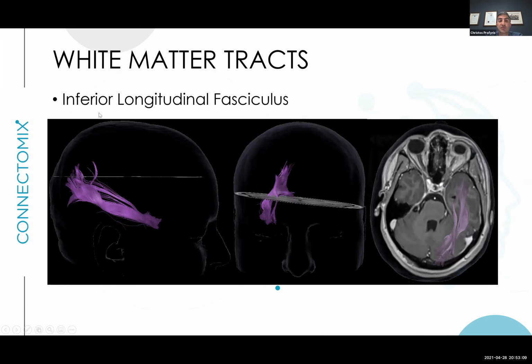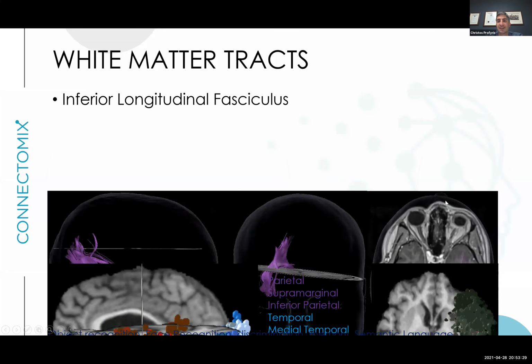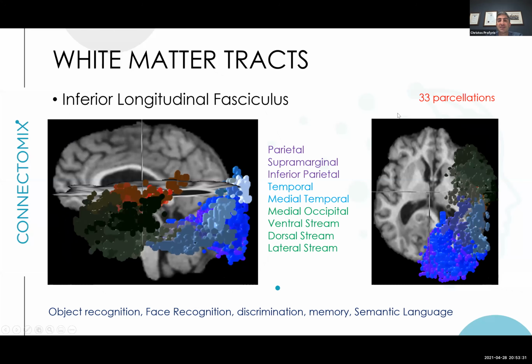The next tract we'll talk about is the inferior longitudinal fasciculus. So we've gone through a superior longitudinal fasciculus, a middle, so there's also an inferior. What that connects is the parts of the occipital lobe to the inferior and medial parts of the temporal lobe. And it's a larger tract than the middle longitudinal fasciculus, of 33 parcellations. And we can see here which parcellations are involved in the lobe.